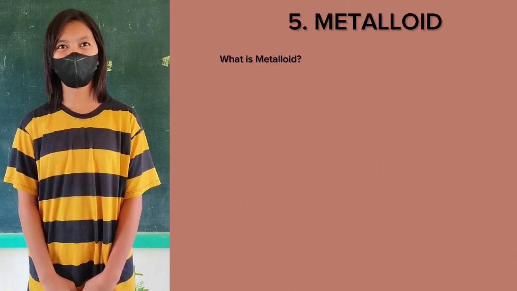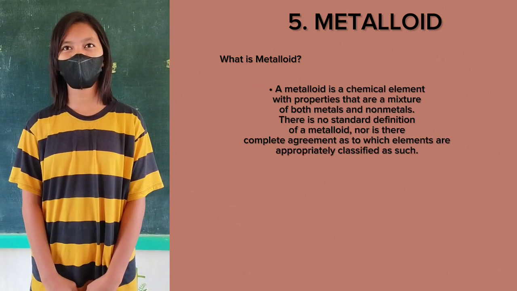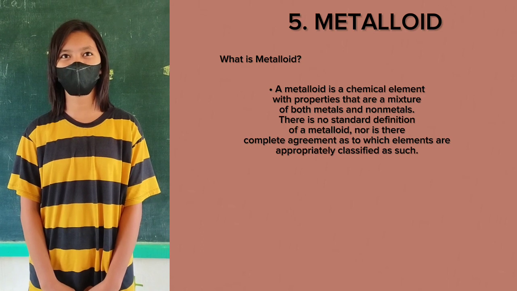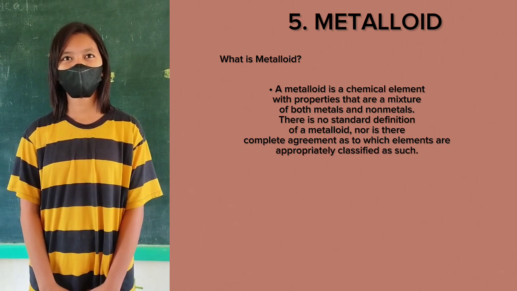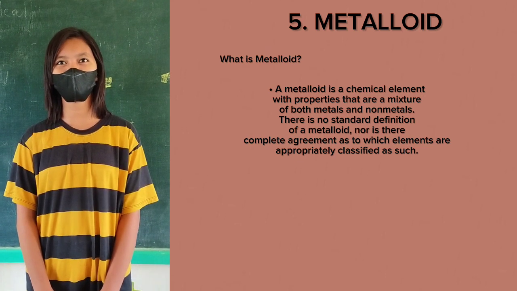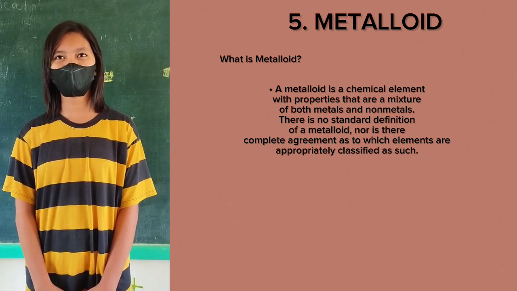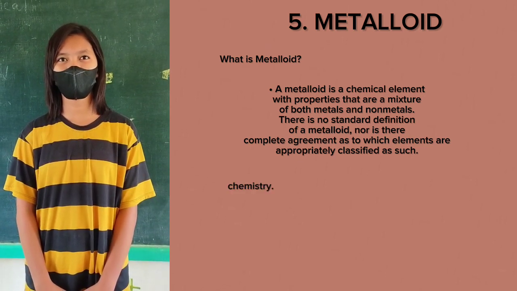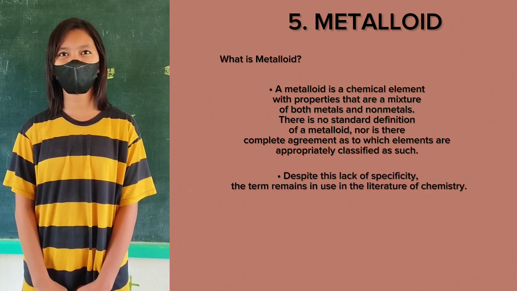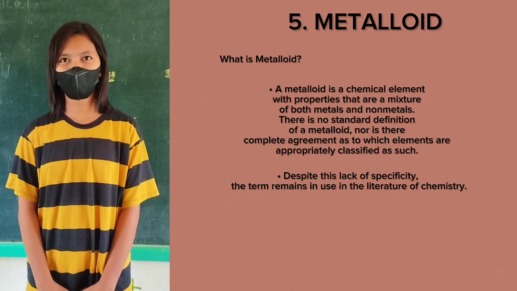Metalloid. What is a metalloid? A metalloid is a chemical element with properties that are a mixture of both metals and non-metals. There is no standard definition of metalloid, nor is there complete agreement as to which elements are appropriately classified as such. Despite the lack of specificity, the term remains used in chemistry literature.